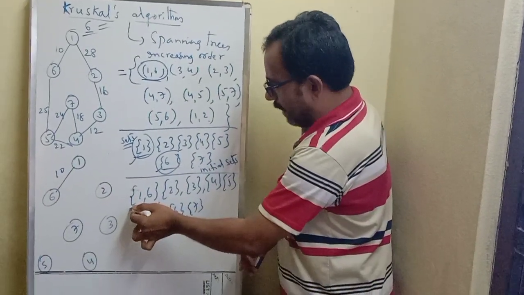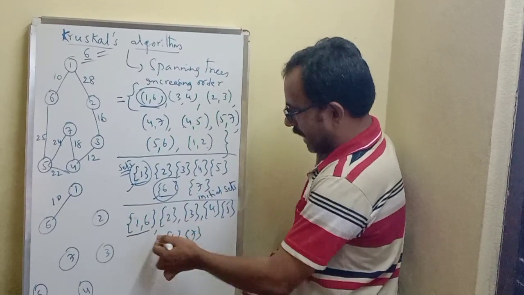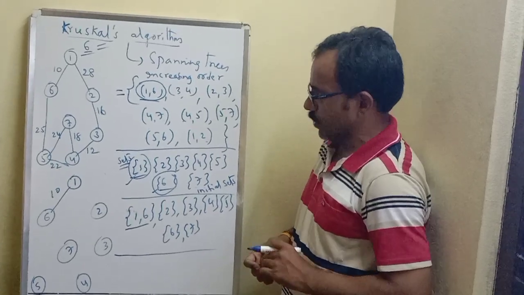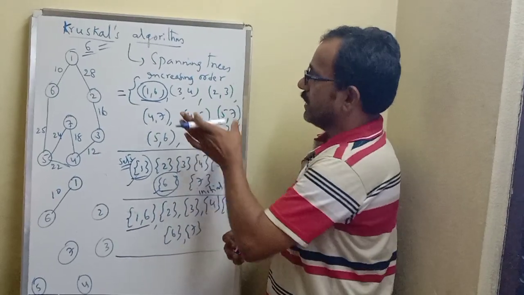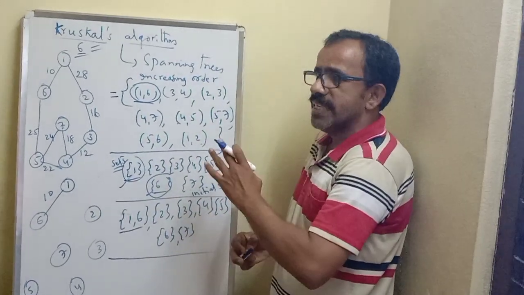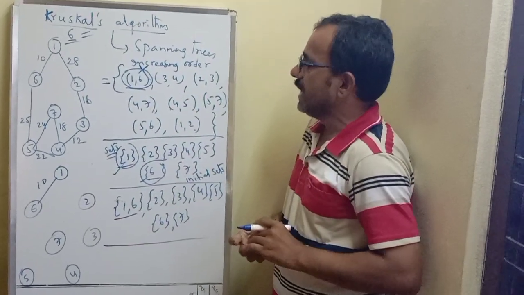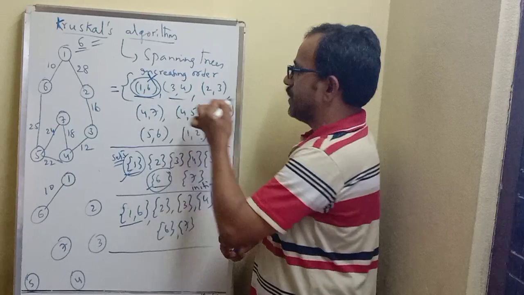Okay, so after combining the sets which are containing 1 and 6, we got the resultant set like this. This is the resultant set after combining the two sets which are containing vertices 1 and 6. Now go to the set which is containing all the edges in increasing order. Now remove this, because we have successfully added that particular edge 1, 6 into the spanning tree. Then go to the next edge.